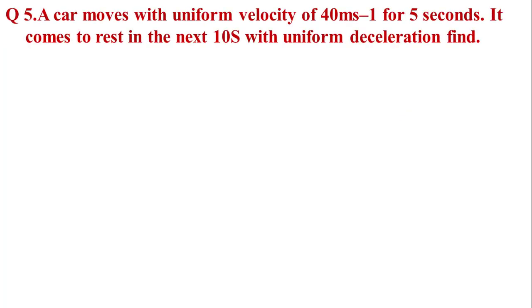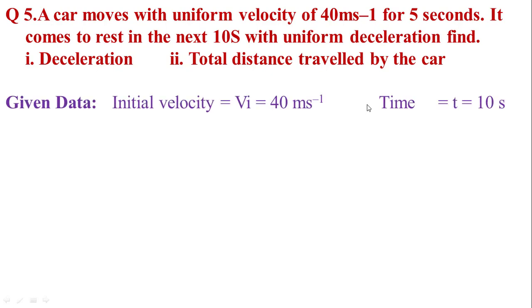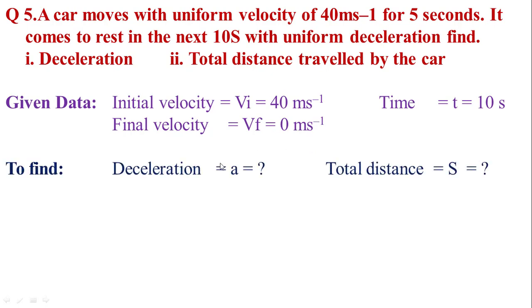Question number 5. A car moves with a uniform velocity of 40 meters per second for 5 seconds. It comes to rest in the next 10 seconds with a uniform deceleration. Find the deceleration and total distance traveled by the car. Given data: initially Vi is equal to 40 meters per second and time t is equal to 10 seconds. Now the final velocity Vf is equal to 0 meters per second. To find: deceleration A is equal to question mark and total distance S is equal to question mark.